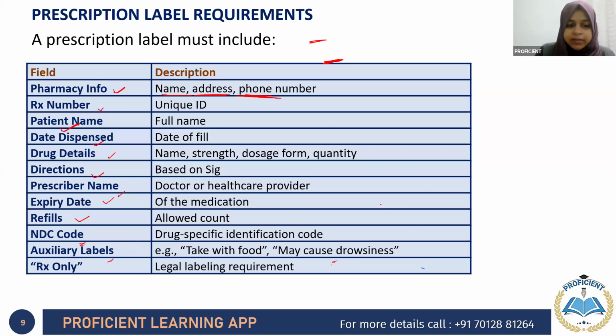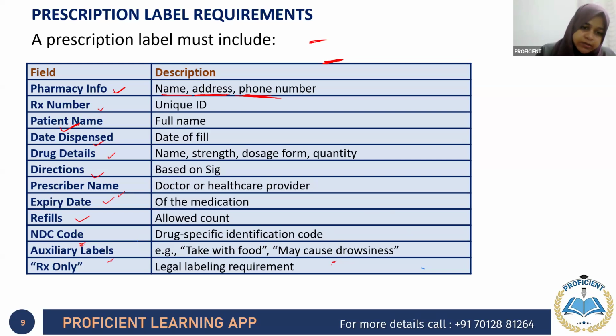So that is called second auxiliary labels, right? Some drugs need to be taken with food, like ibuprofen, naproxen, and all. Otherwise, they might cause GI disturbance, right? So you will write take it with food. Now, when you dispense levothyroxine-like drugs, what do you write? Take it on an empty stomach, right? Such labels are called what?